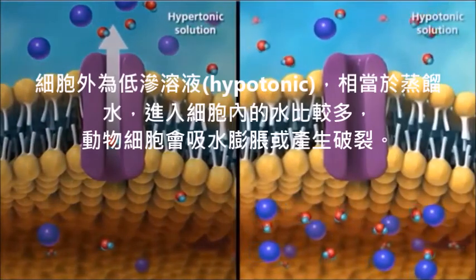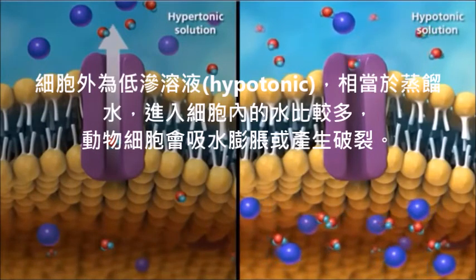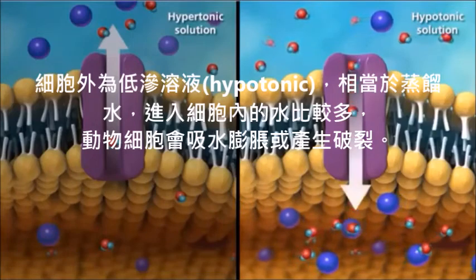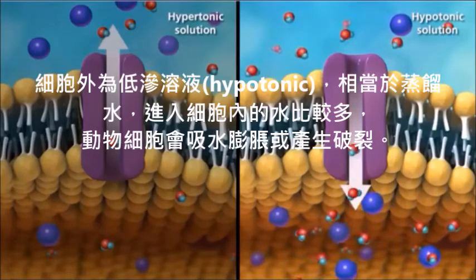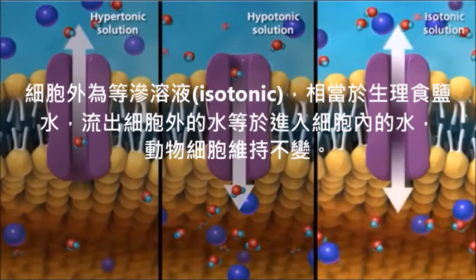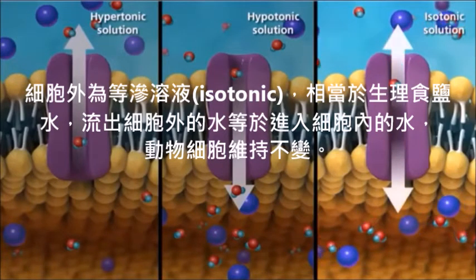In a hypotonic solution, the concentration of solutes is higher inside the cell than the outside environment, so water will diffuse into the cell. When the solutions on either side of the membrane reach equilibrium, they are referred to as isotonic.